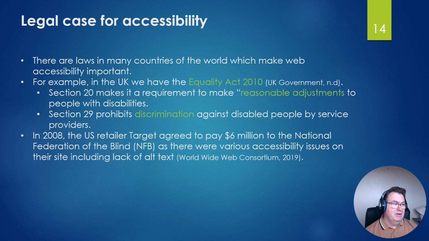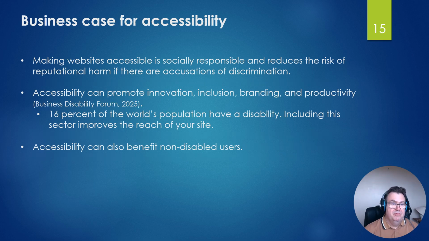For example, in the US, we have the Americans with Disabilities Act. In 2008, a few years ago now, the retailer Target had to pay $6 million to the National Federation of the Blind because there were various accessibility issues on their site, including lack of alt text. As I said, it's various issues. It wasn't just that. So that was a costly and embarrassing mistake for them.